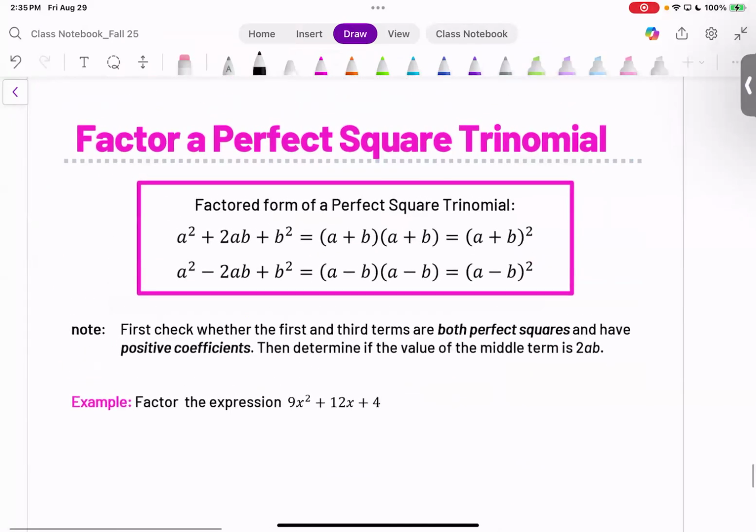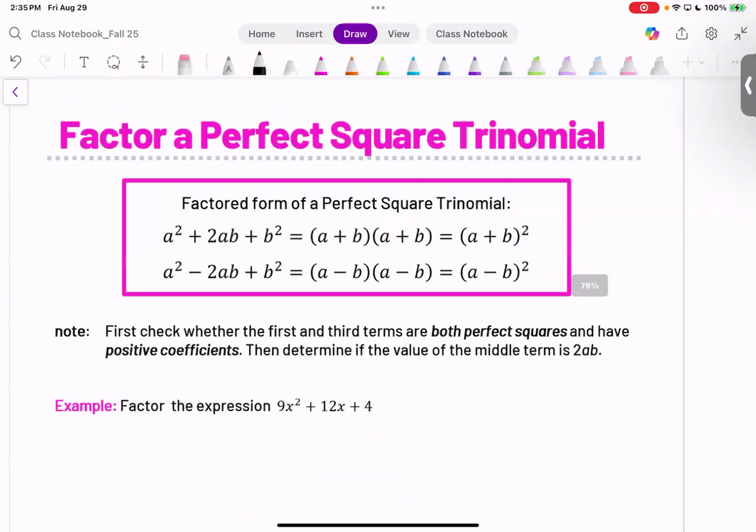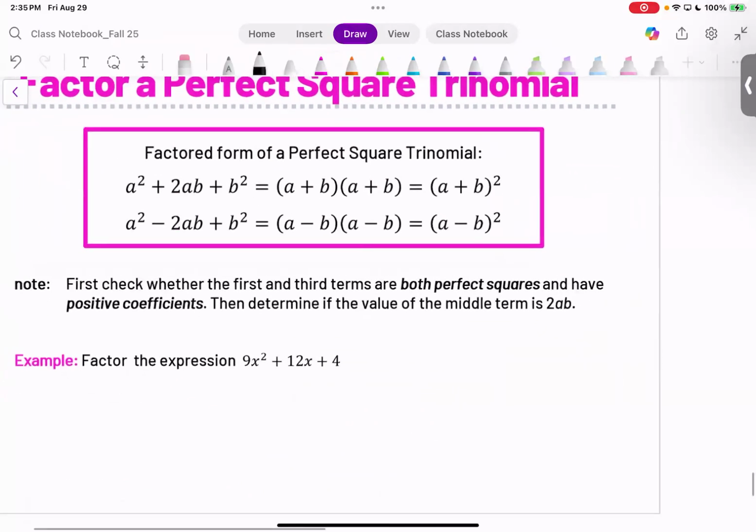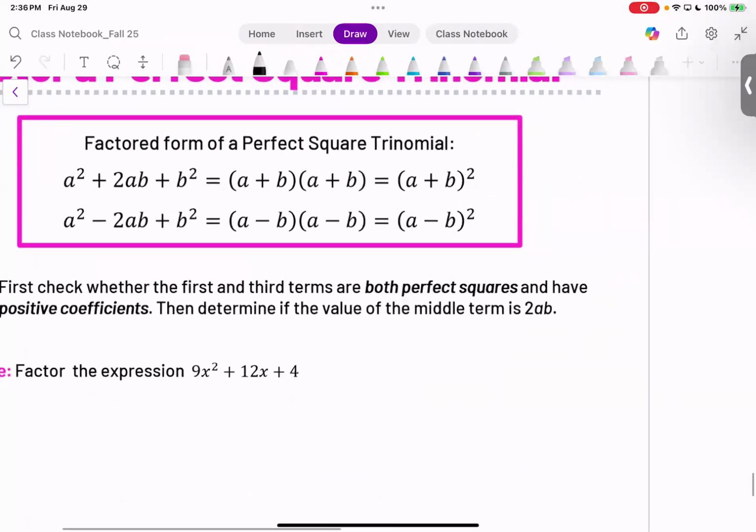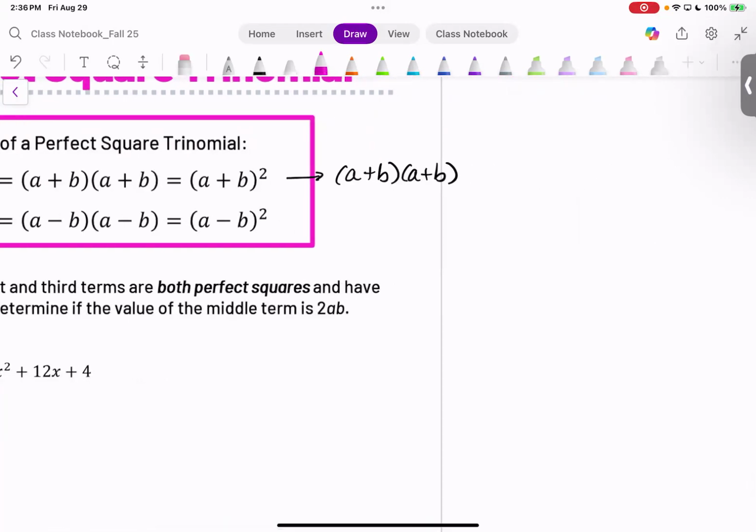Another relationship that can be helpful to recognize is how to factor a perfect square trinomial. So these are the properties as they're stated, but I just want to show why this works. If I have a plus b times a plus b, which means the exact same binomial multiplied by itself.